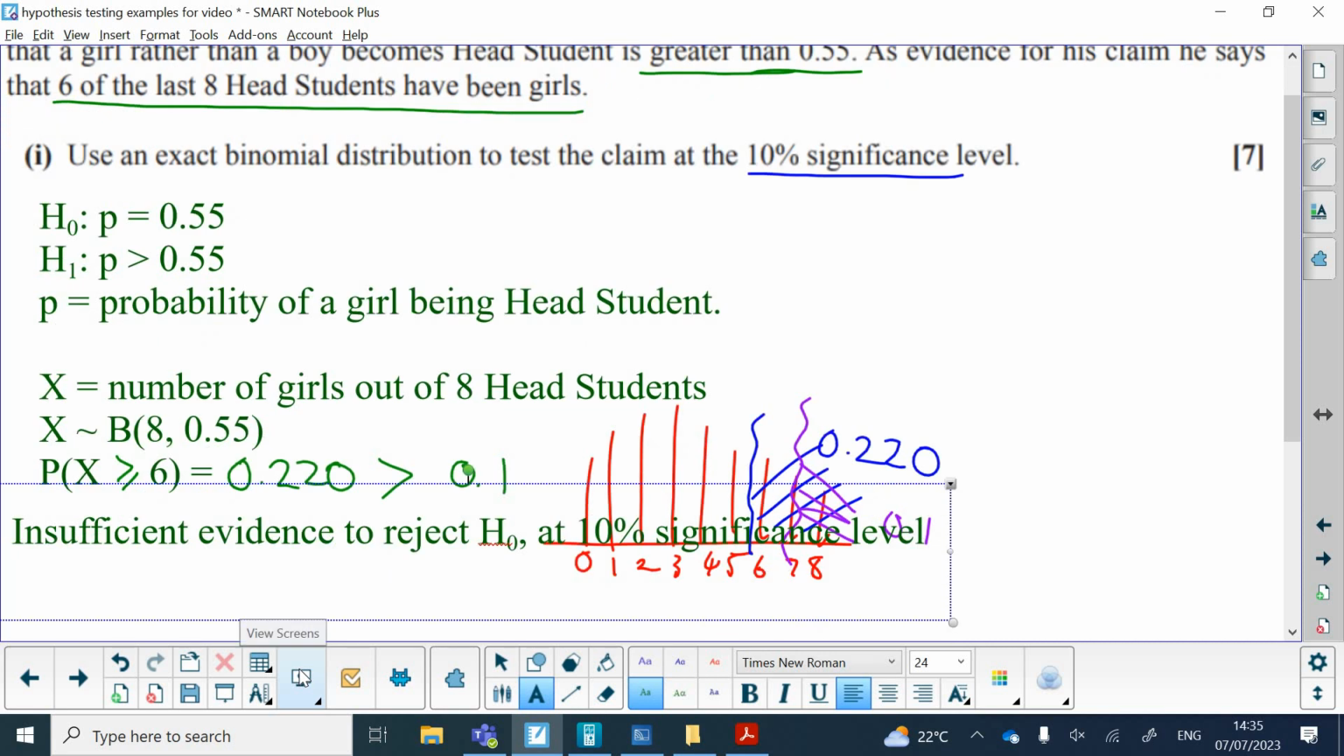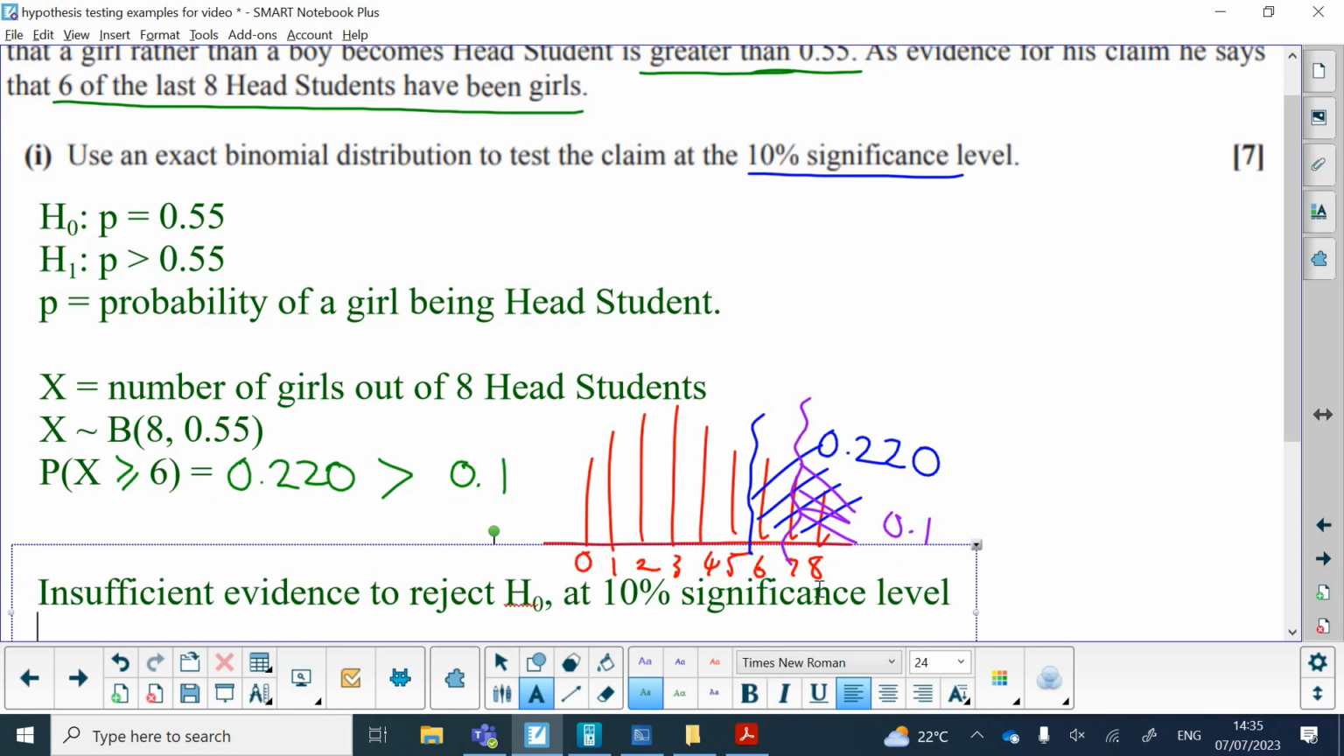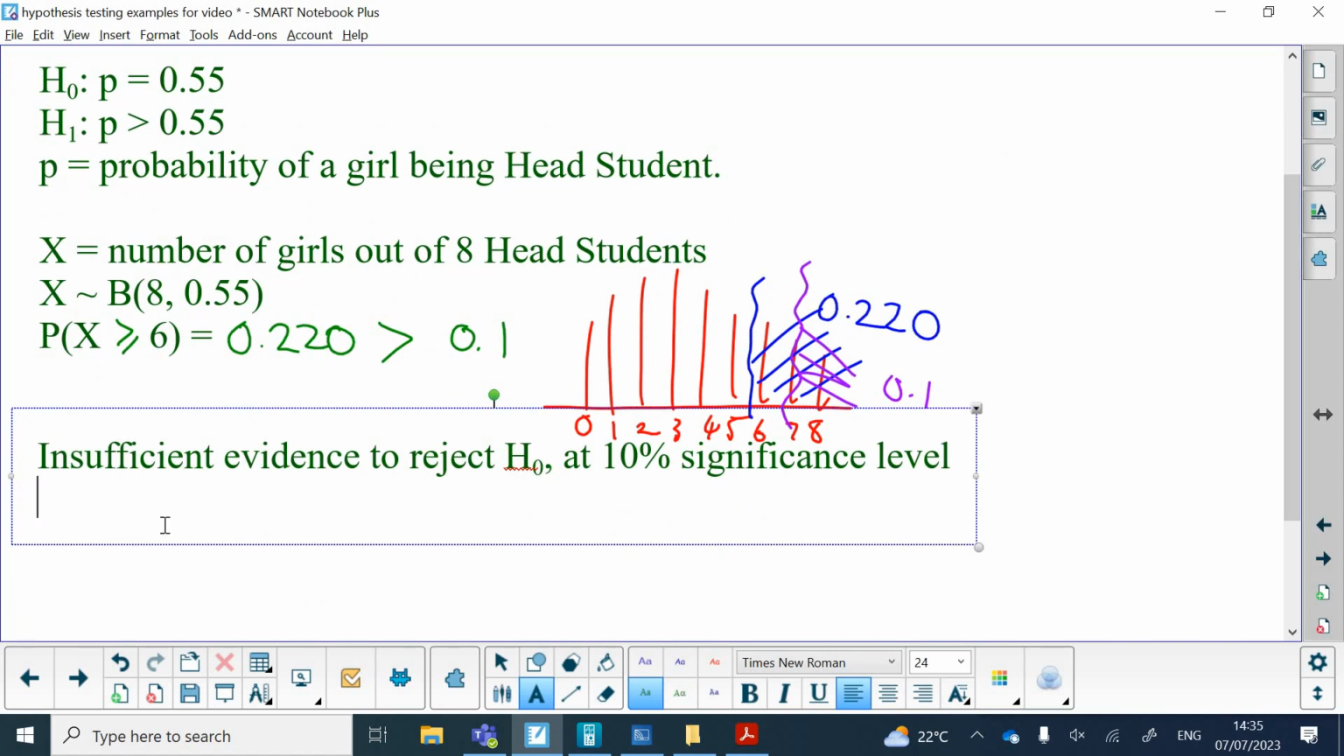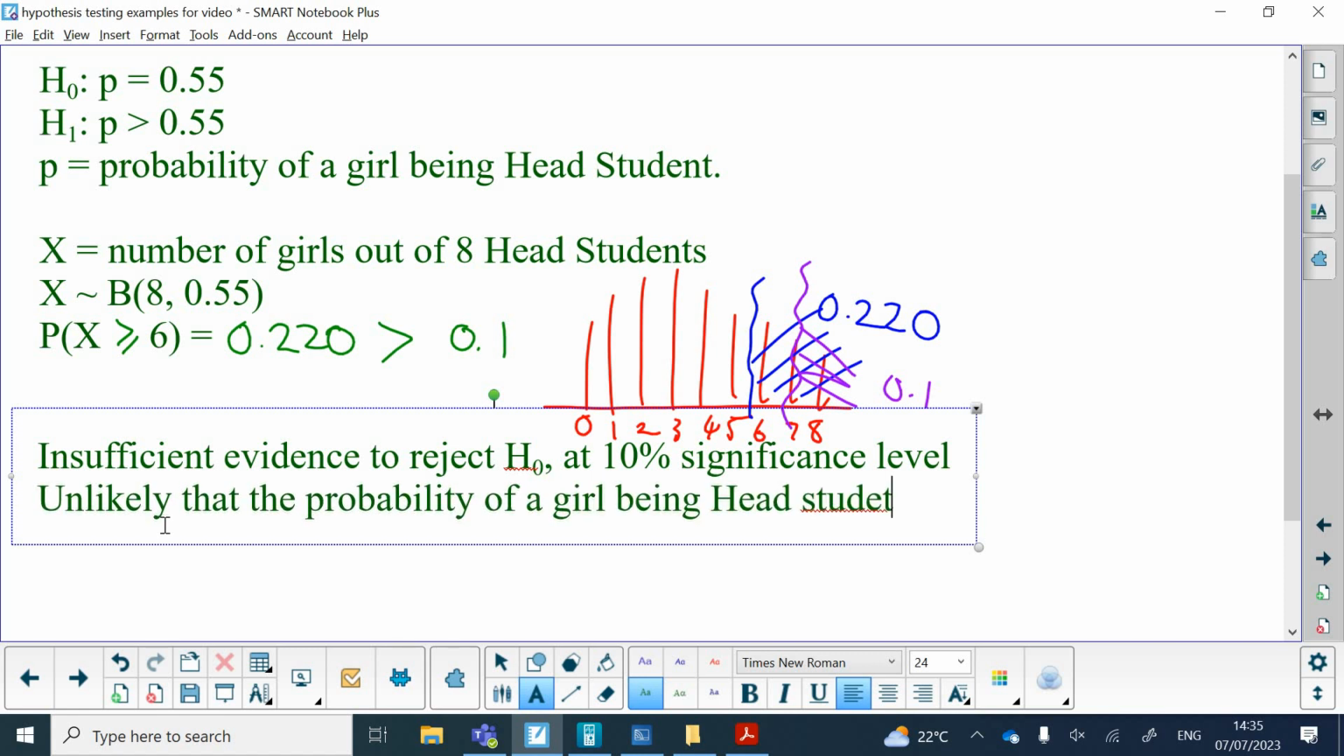Okay. And we also know that we need to make a conclusion in the context. So that means it is unlikely that the probability of a girl being head student is greater than 0.55.